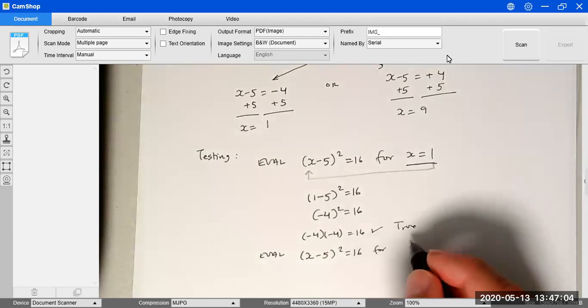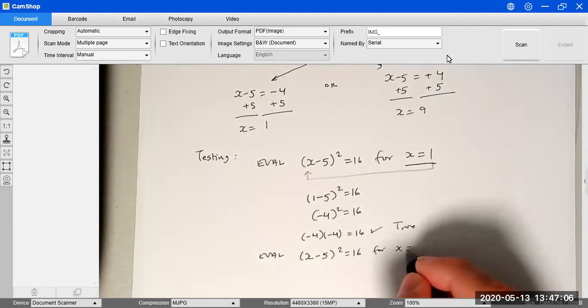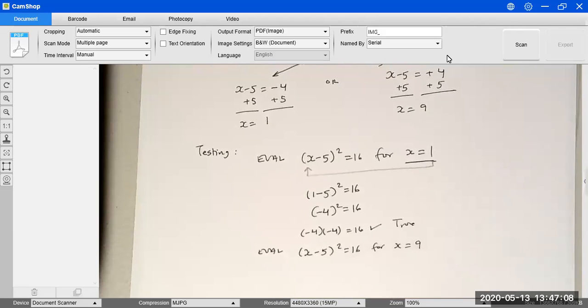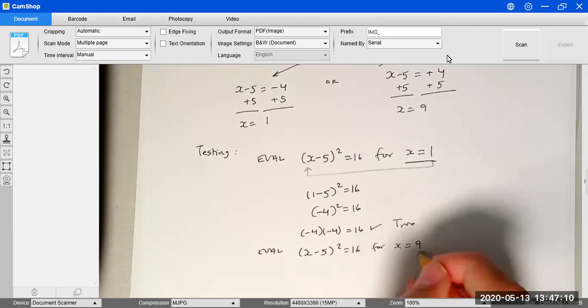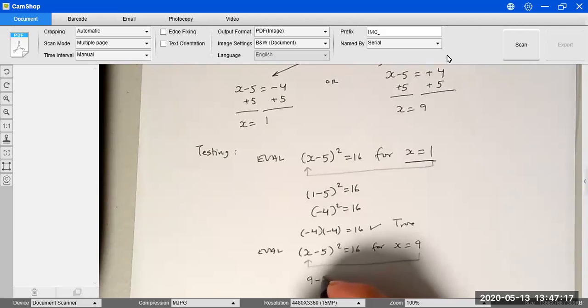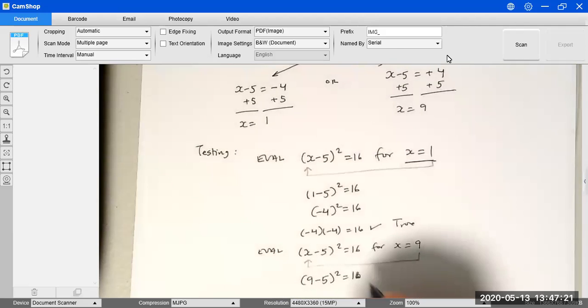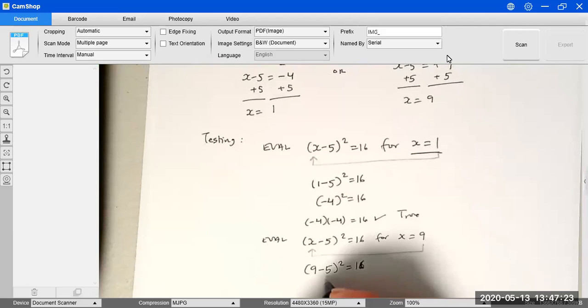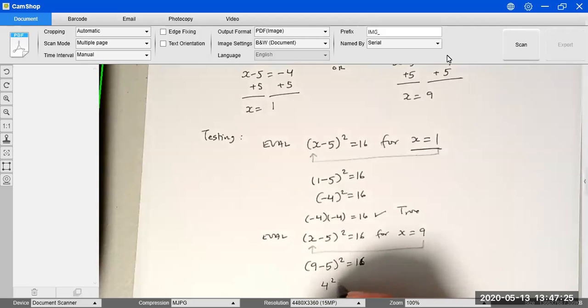But now we're going to evaluate that equation for x equals 9. So we're going to replace x with 9. By doing that, we get (9 minus 5) squared equals 16. 9 minus 5 is 4, so 4 squared equals 16.